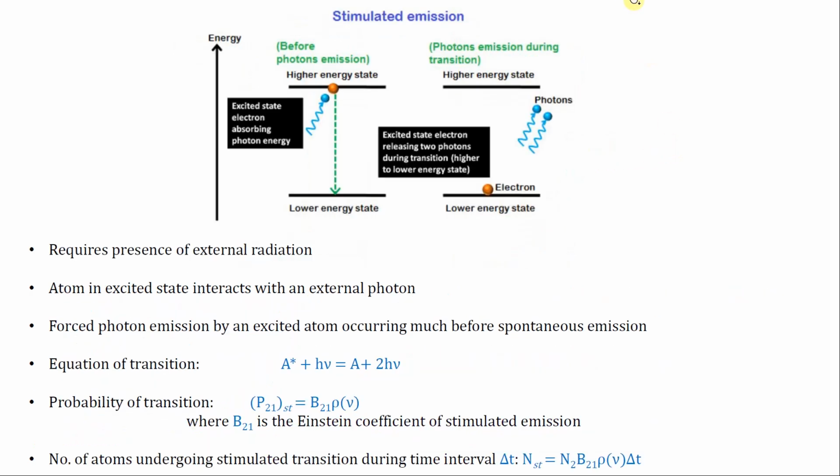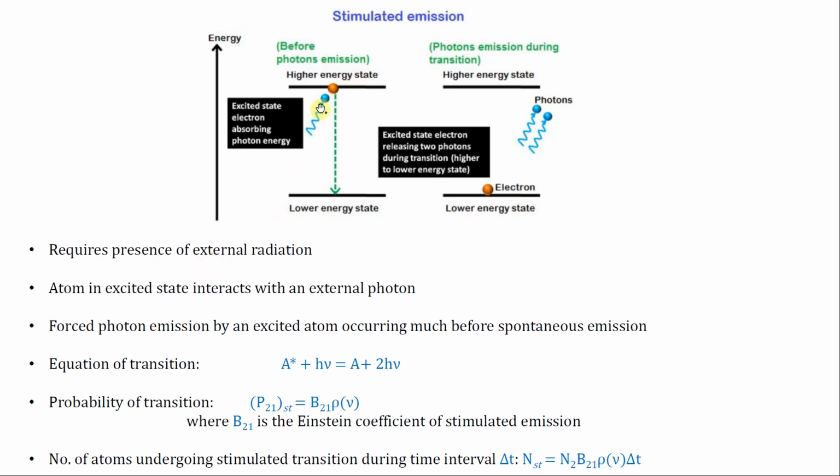Now let's come to the next, that is stimulated emission, which is very important to be understood if you want to know how a laser works. For that, we are going to consider an electron which is existing in the excited state. Here spontaneous emission is not going to happen, but what is going to happen is there is an external radiation being given. There is an external source of photon being given. So a forced reaction is going to happen.